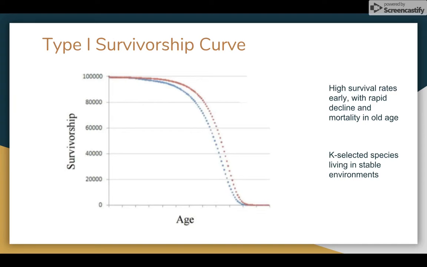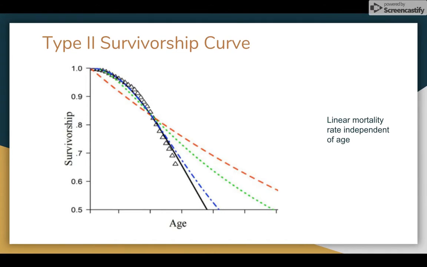Type 1 curve has high survival rates in early and middle life due to the stable environments they live in. They experience a rapid decline in survival rates in later life and a high mortality in old age. Type 2 curve is characterized by a constant mortality rate throughout the animal's whole life, regardless of their age. The curve is mostly linear.